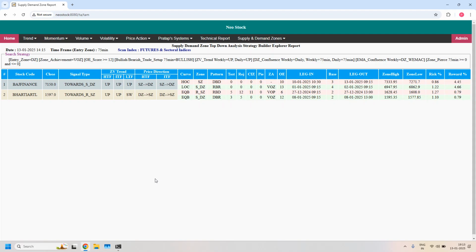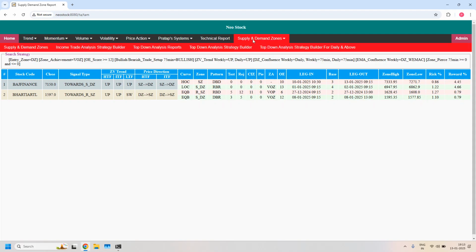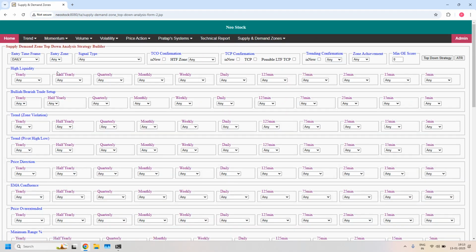And the next one is a bearish trade setup, weekly income trade. Entry time frame 75 minutes, entry zone, supply zone. In bullish or bearish trade setup at 75 minutes entry time frame, I am selecting bearish.